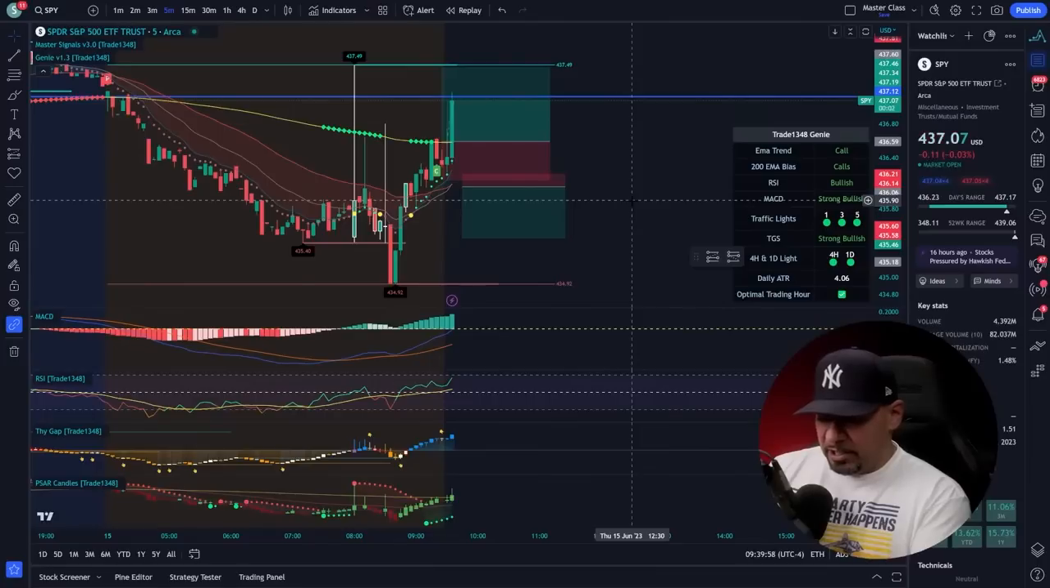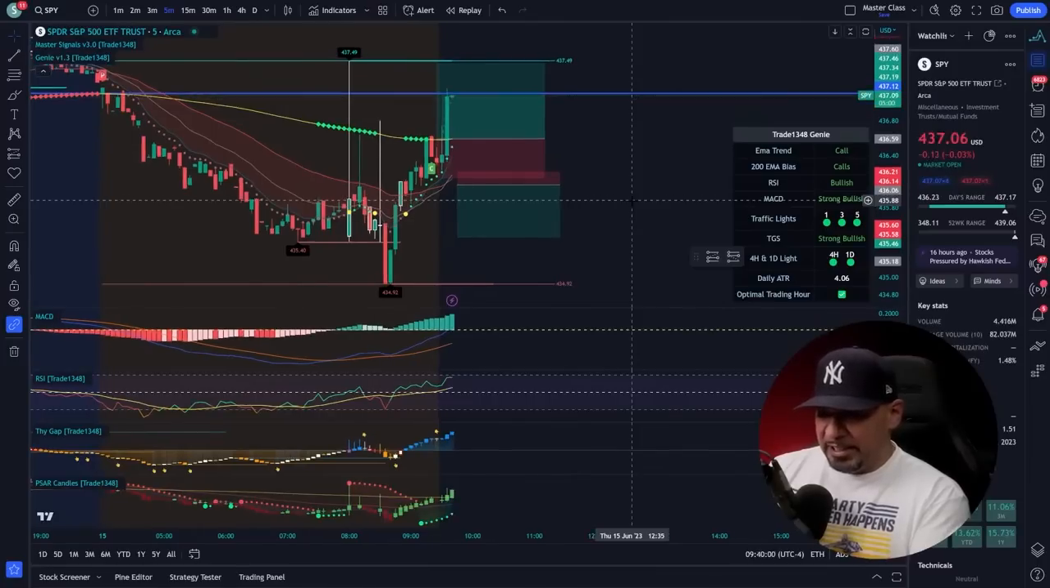I want to take a look at SPX. SPX, I am currently up 16%, 18%. Okay, it's going to break this level. Is it going to go for the 437s? All right, we're here. Good.